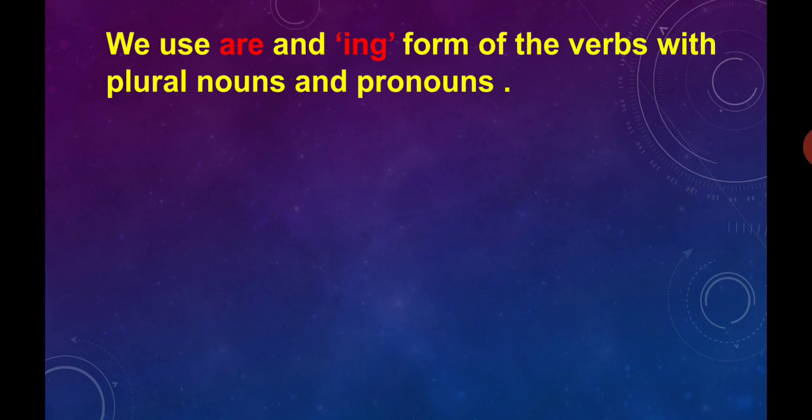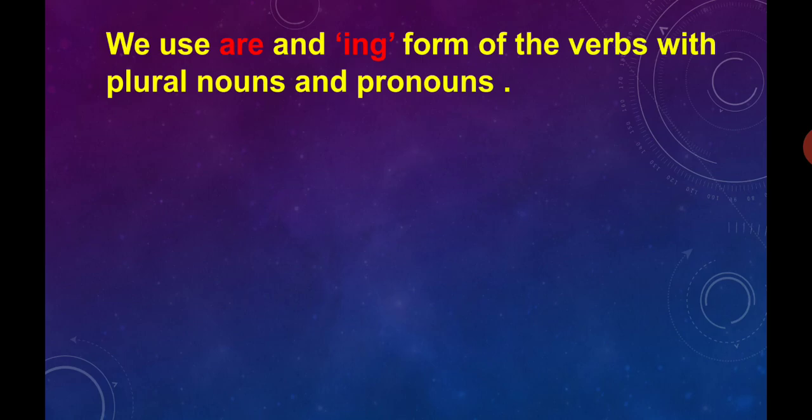So, if there is I in the sentence and the verb is in an ing form, then which helping verb will we use there? Am. If there is I and am is there, then we will add the ing form of the verb in present continuous tense, right? So with I we use am and the ing form of the verb.